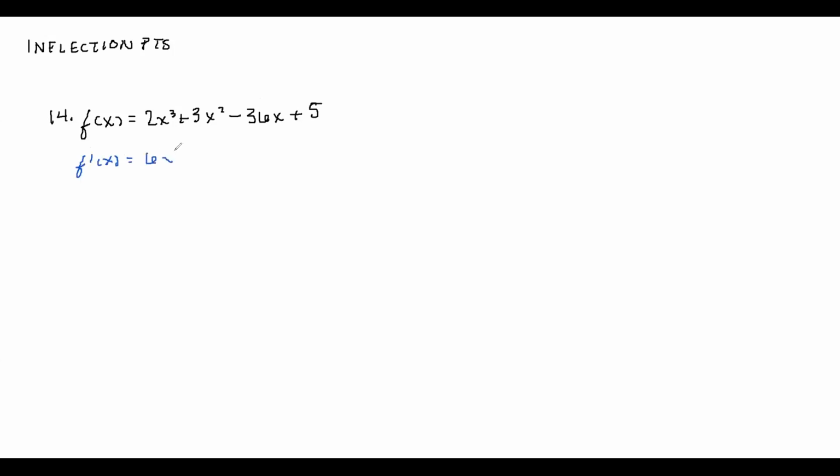Using the power rule, I'm going to end up with 6x squared plus 6x minus 36. We can go ahead and use this to find the critical points, or step 2, I'm just going to go ahead while I'm on a roll and find the second derivative, which is going to be 12x plus 6. Here will be my critical points work. I'm going to say that 6x squared plus 6x minus 36 is equal to 0. I'm going to factor out a 6 because I don't really want to deal with that right now.